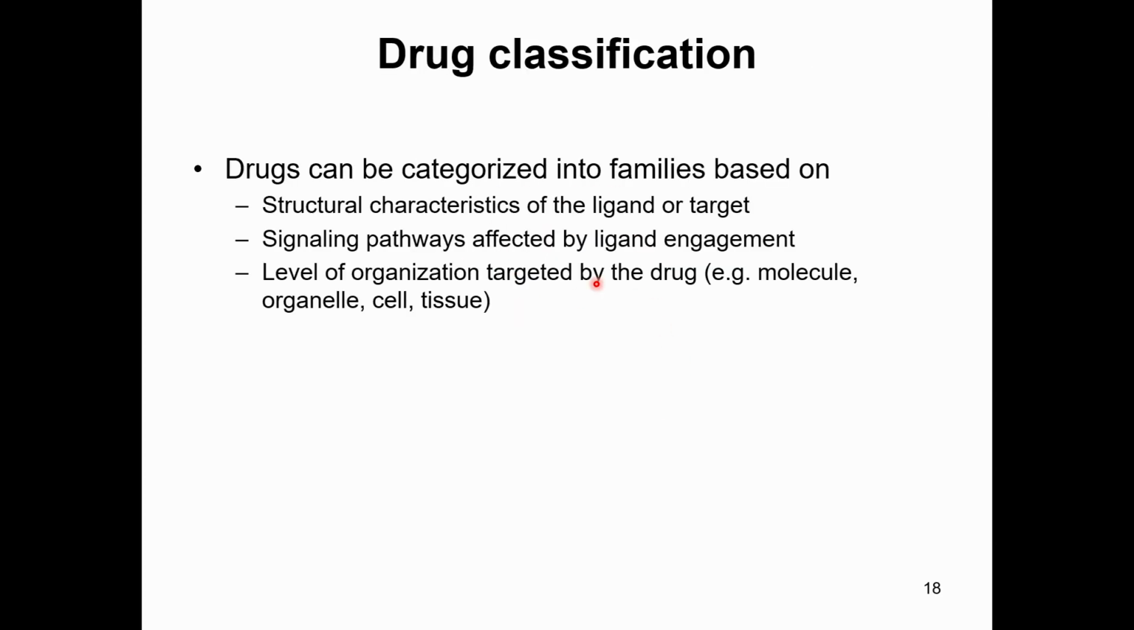Okay, and of course, since there are so many drugs, there are a lot of classification schemes for drugs. Drugs oftentimes come in families. Receptors do too, by the way. And we tend to categorize and classify drugs based on their structural characteristics or the signaling pathway they affect, or sometimes by the level of organization, whether it's the molecule, the cell, the tissue, et cetera. So drug classification schemes are kind of all over the place, but they're useful because oftentimes, there are whole families of drugs that do similar things.